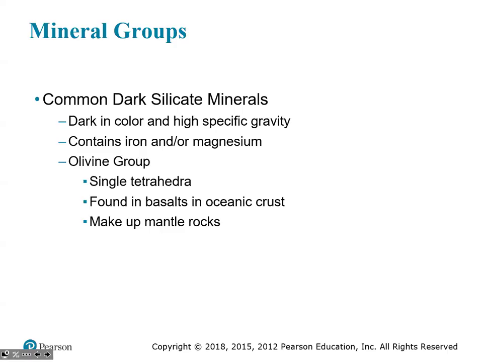These are things like the olivine group, which has single tetrahedra. It's found in basalts and oceanic crust. It makes up the mantle rocks. So there are a lot more dark silicate minerals in things that form from lava that came from deeper underground. The closer you get to magma, the hotter the lava was, the more dark silicates you get, and you literally get darker rock. So you can identify the types of rock by the color. Like you get dark lava, you get dark rocks and light rocks. That'll come up in the next chapter.